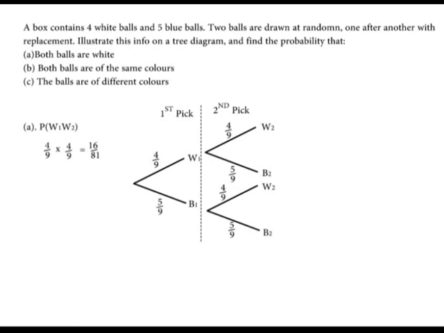B. There are 2 paths with the same color, white white or blue blue. Therefore, we shall have P white white or P blue blue. That is equal to 4/9 times 4/9 plus 5/9 times 5/9. That gives us 16/81 plus 25/81. And that is equal to 41/81.